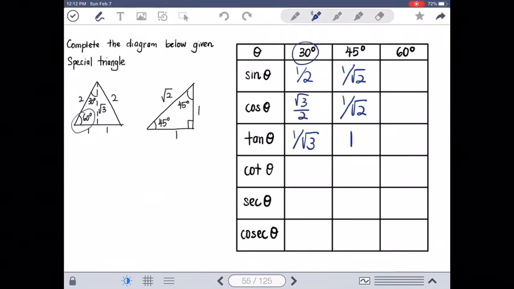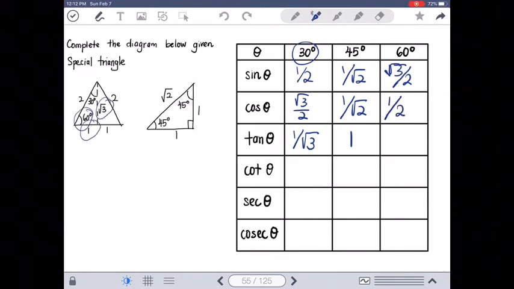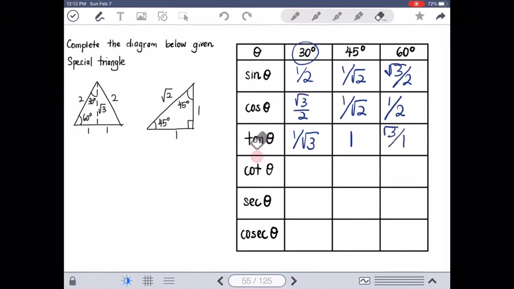Sine 60 degrees is opposite over hypotenuse, so square root of 3 over 2. Cos 60 degrees is adjacent over hypotenuse, so 1 over 2. Tan 60 degrees is opposite over adjacent, so square root of 3 over 1, or just square root of 3.